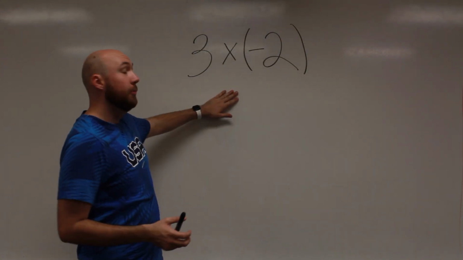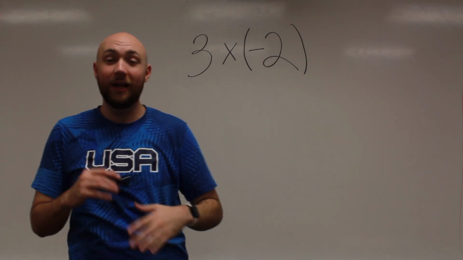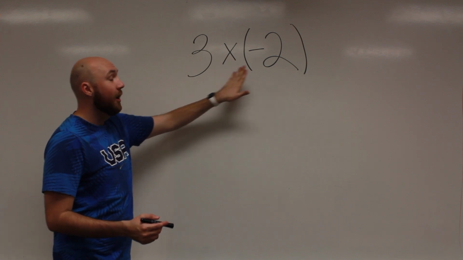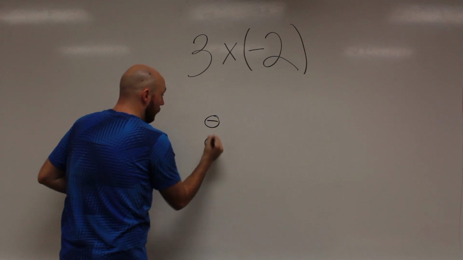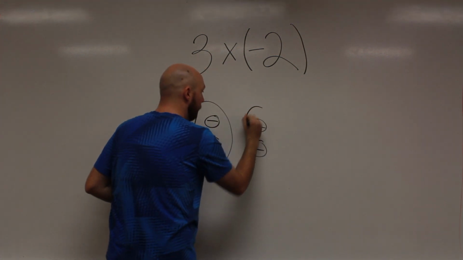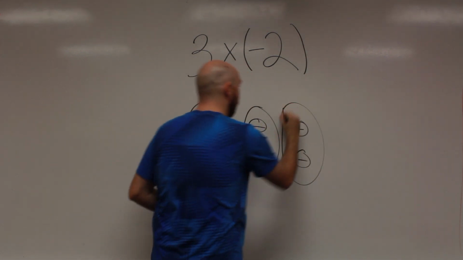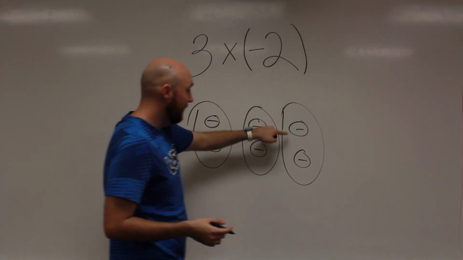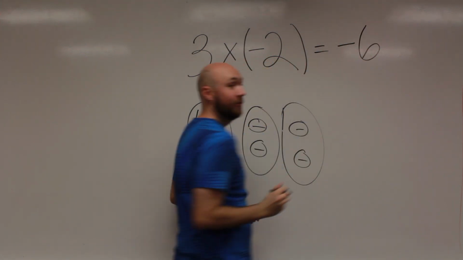Okay, so now in this problem, we got 3 times -2. Again, if we go back to saying this problem in words, it means that we have 3 groups of -2. So we can go ahead and draw 1 group of -2, 2 groups of -2, and 3 groups of -2. When we add this up, we got 1, 2, 3, 4, 5, 6 negatives. So our answer would be -6.